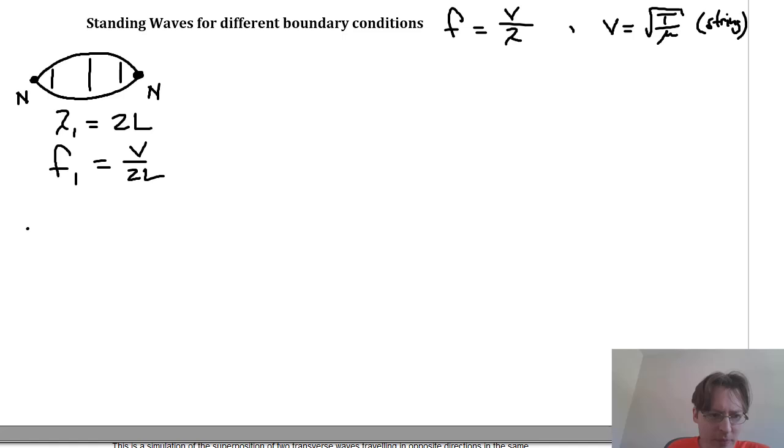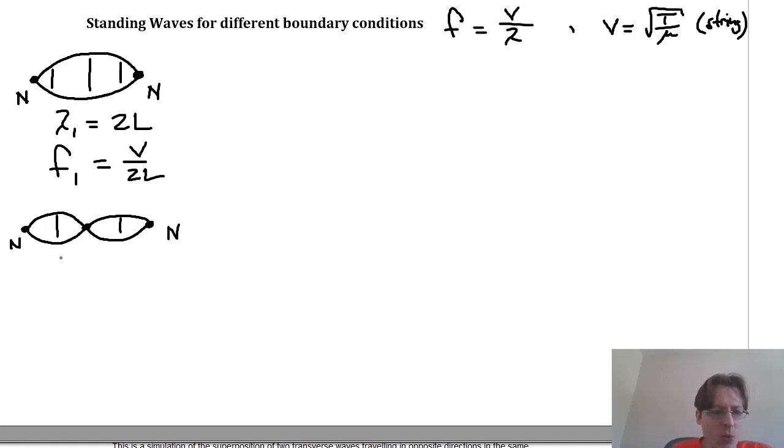Let's look at the next one. It's the same string, fixed at both ends, a node and a node. Can I get a somewhat shorter wave to fit? Sure. I could get a wave which has a node right in the middle, and it would look like this. That's a freeze frame version of it. Looking at it like in that strobe video that we saw, it would look like this, vibrating up and down.